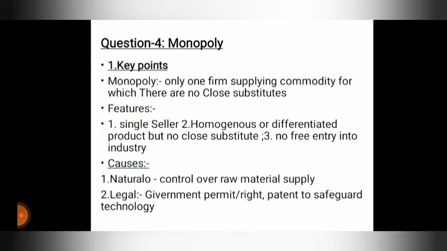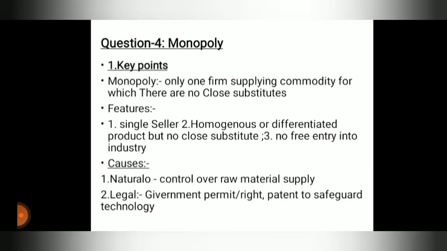Okay, the basic features of monopoly are single seller, homogeneous or differentiated product, but no close substitute. Then the third feature is no free entry into the industry. There are barriers. You will have to explain each of these points when you are appearing for the examination. Okay, here I am giving only the key points which you can include in your solution.